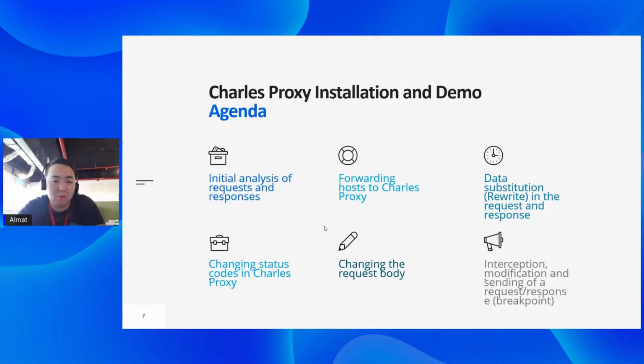In our demo, we're going to talk about the following features. First, the initial analysis of requests and responses. Second, forwarding a host to Charles Proxy. Third, data substitution using the rewrite function in the request and response. Fourth, changing status codes in Charles Proxy, then changing the request body. And last, interception, modification, and sending of requests and responses using breakpoints.